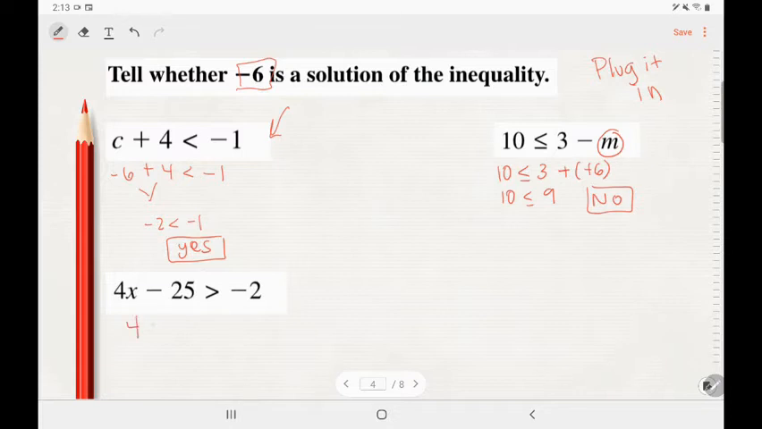4x. When you plug something in with a variable, remember to put it in parentheses. I'm going to multiply. Negative 24 minus 25 is greater than negative 2, and I'm going to simplify that. Is negative 49 greater than negative 2? And the answer to that is no, it is not. And so no, negative 6 is not a solution to that inequality.